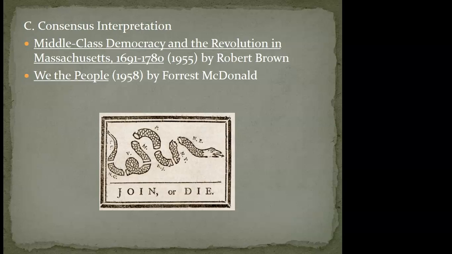So the consensus interpretation, kind of combining the above elements and trying to understand what are some other factors that may have been present. In particular, you'll notice that the two books we're going to highlight here come from the 1950s. This is post-World War II America, one of the most prosperous periods in American history. The baby boom is going on in the 1950s.